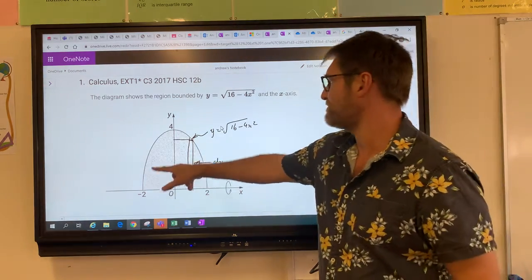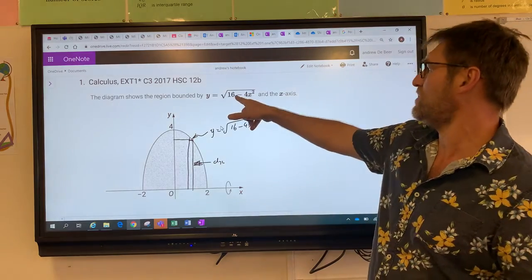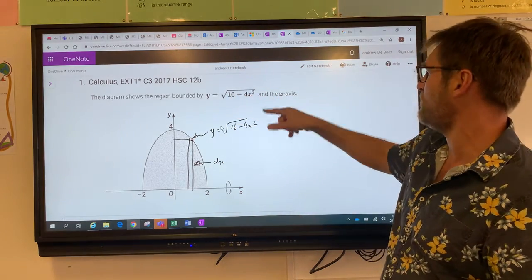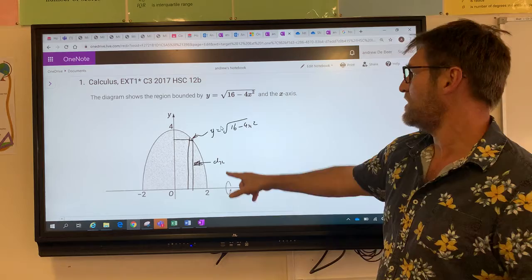Here's a function, root of 16 minus 4x squared. It's all this crazy function here.